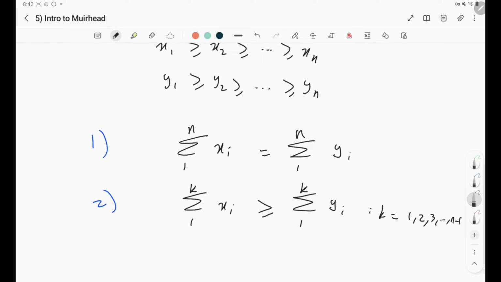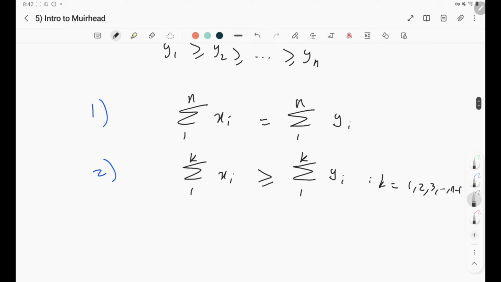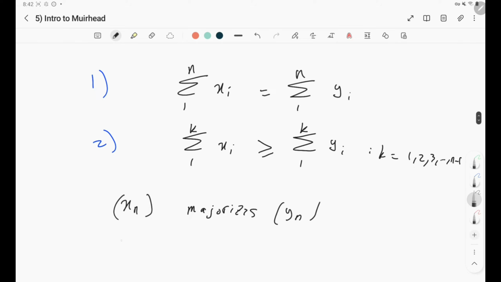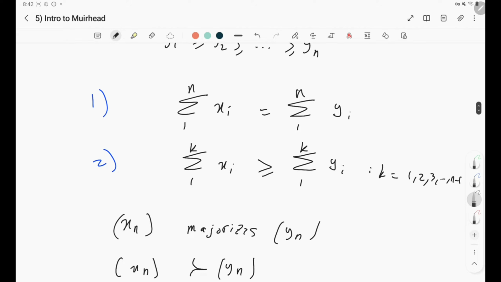So if you have these two conditions, then you can say that the sequence xn majorizes the sequence yn. There is a symbol for majorization, yes. It's like this. It's kind of similar to the greater sign, but you have this curve a bit. So now we understand what exactly is majorization.